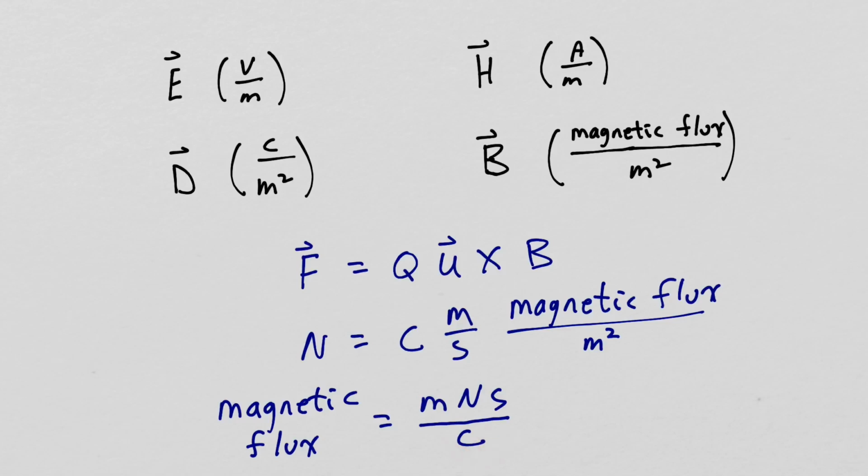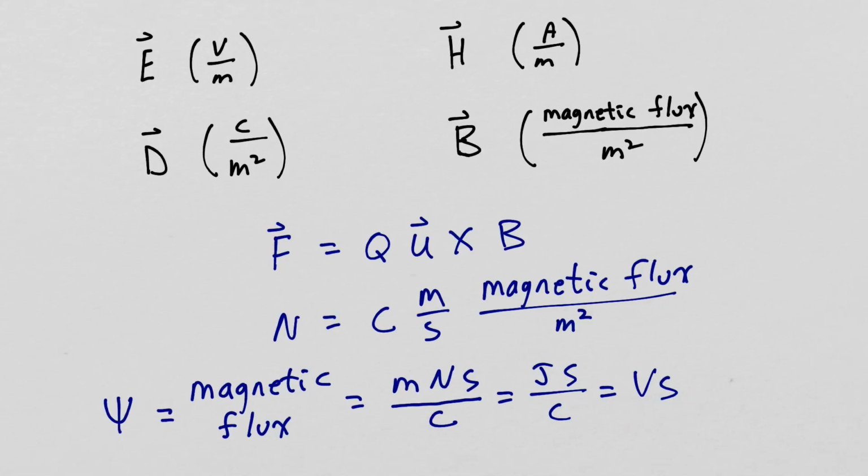and a meter times a newton will be a joule, and a joule over a coulomb is a volt. So the units of magnetic flux are volt-seconds. I will use the symbol psi to represent magnetic flux, but you will often see the symbol phi used to represent magnetic flux.